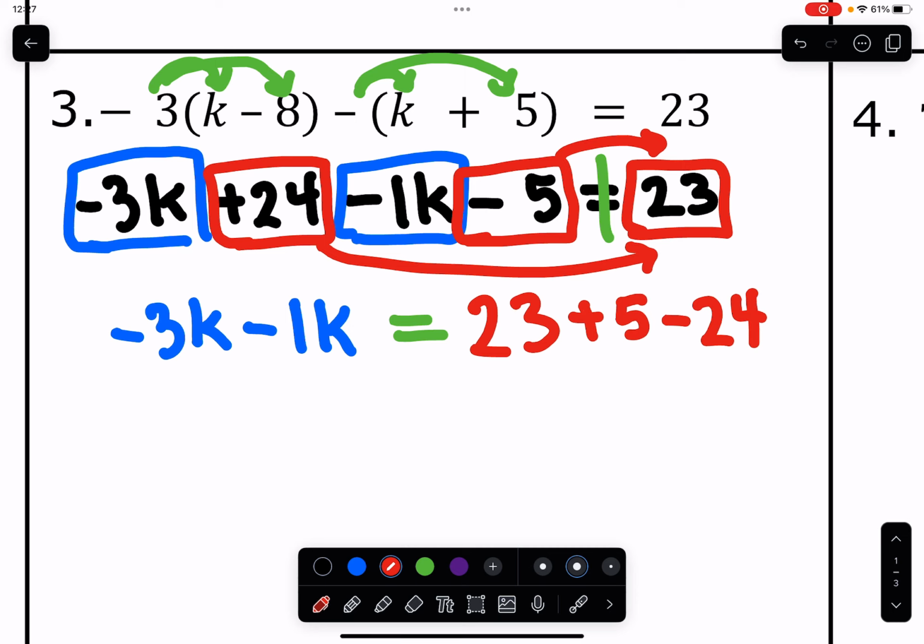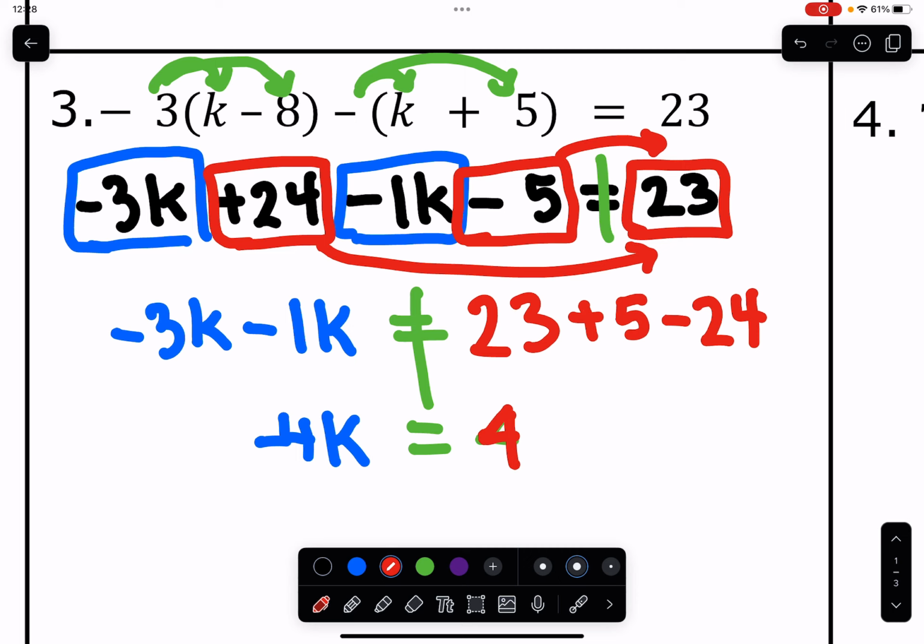And now, by having my variables on the left and my constants on the right, I can now simplify the two sides. So on the left, the negative 3 and the negative 1 is negative 4. And on the right, we end up with positive 4.